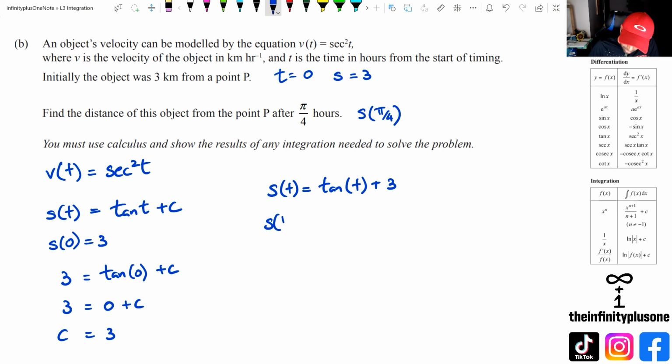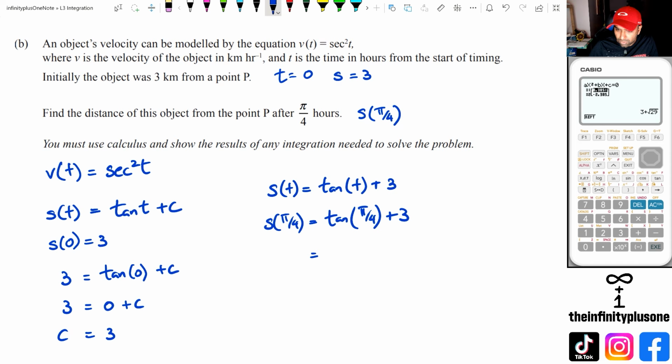And we're trying to find it for pi over 4. So then we've got tan of pi over 4 plus 3. And so we're going to use the calculator for this. Just make sure that your calculator is actually in radians, because we do have pi over 4. Go back to menu, and we're going to do tan of pi over 4, and then we've got plus 3. And so you should get an answer of 4 kilometers.